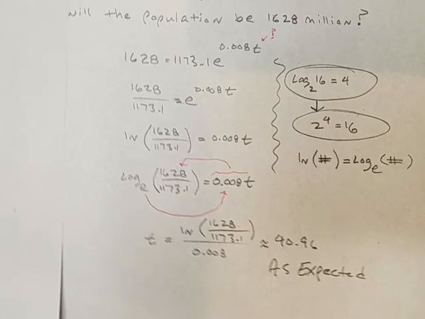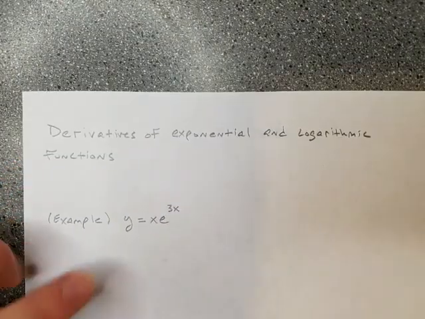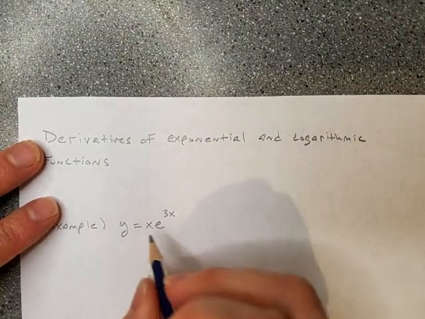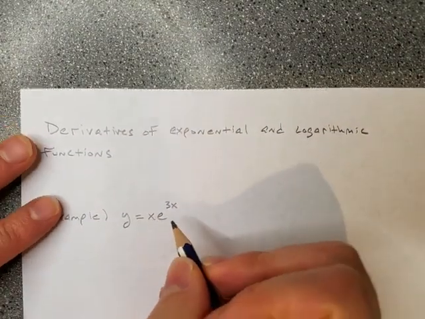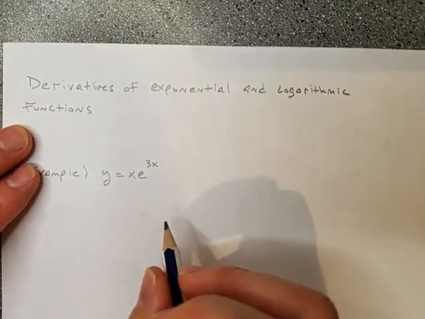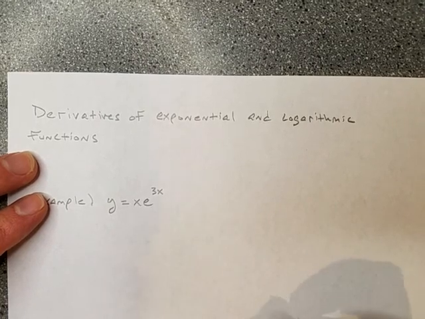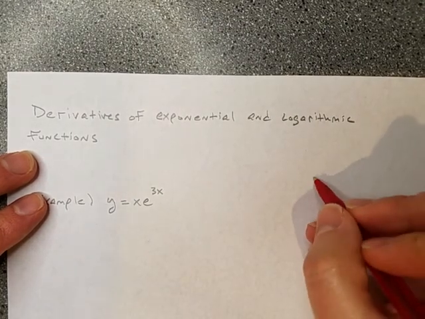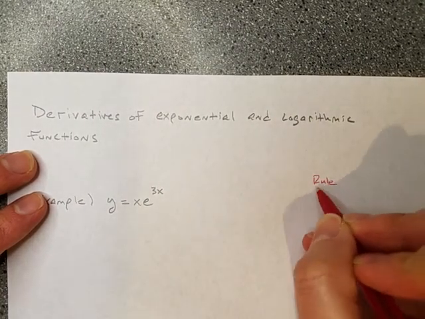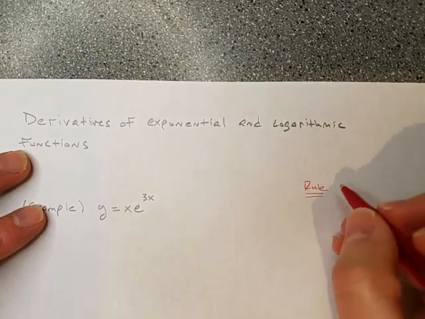All right. Now let's talk about how you find the derivative of an exponential function, like this one. If I was going to find the derivative of that, I would need to use the product rule because it is a product of two functions. It's x times e to the 3x. But let's establish a rule first for that e to the 3x power.